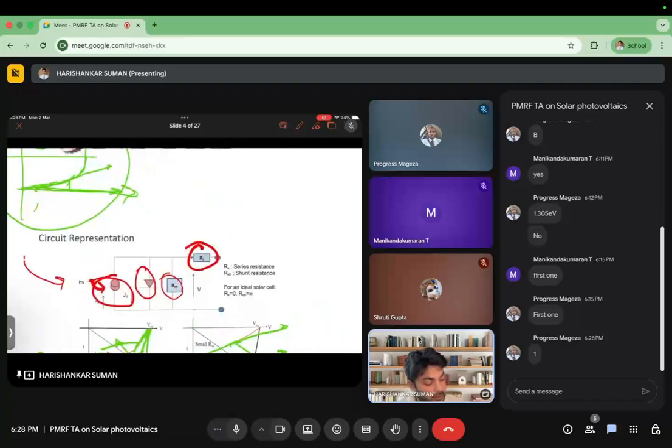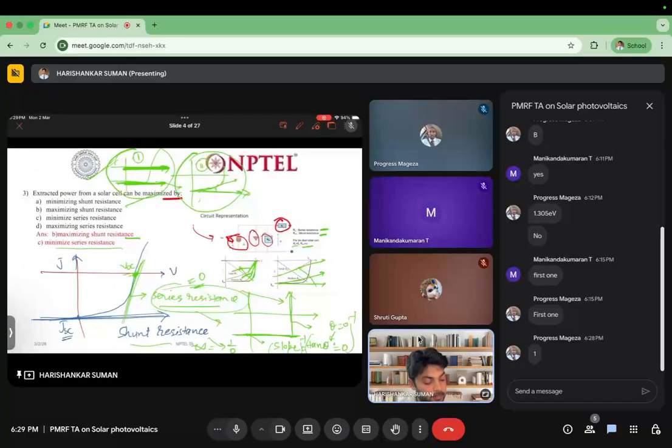So here is series resistance, and series should be 0 and shunt should be infinite. Please remember. And also remember which side gives series and shunt. On the VOC side you will get series, and on the JSC side you will get shunt resistance.